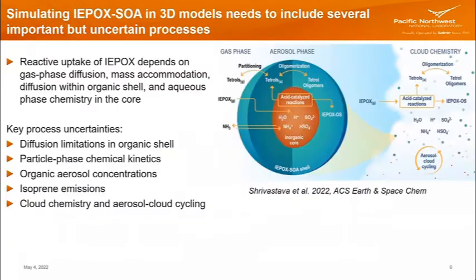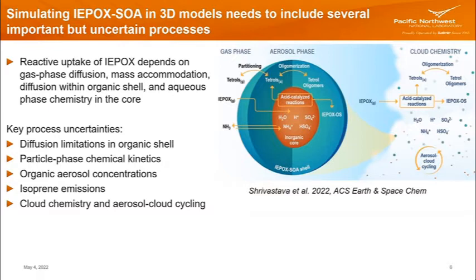This is just a figure from our paper showing that you have a core of inorganic aerosol at the center, which has sulfate, ammonium, and water. It's acidic; it could be less acidic or more acidic. But then the reactive uptake of gas phase epox within this core depends on its diffusion and the mass accommodation coefficient on the surface. But then also, as epox SOA starts forming around this core, even if there is no other SOA around, it itself is highly viscous.